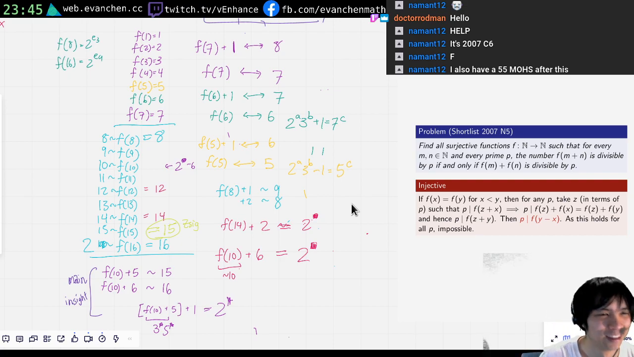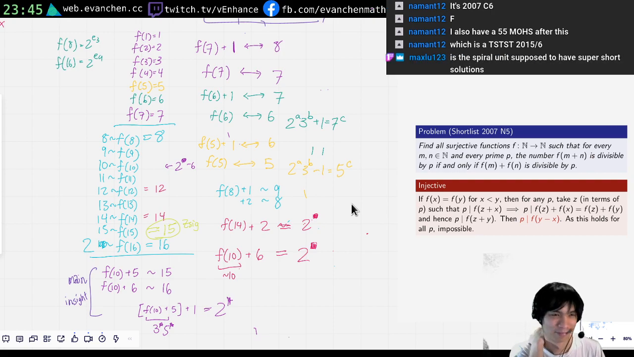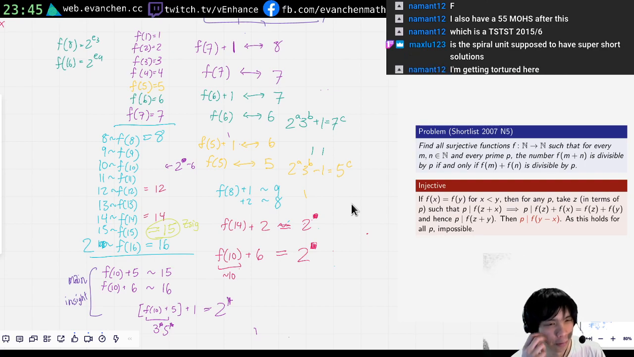I am sorry. You are not expected to get the 55 one in contest setting. Is a spiral unit supposed to have super short solutions? To some extent, yeah.